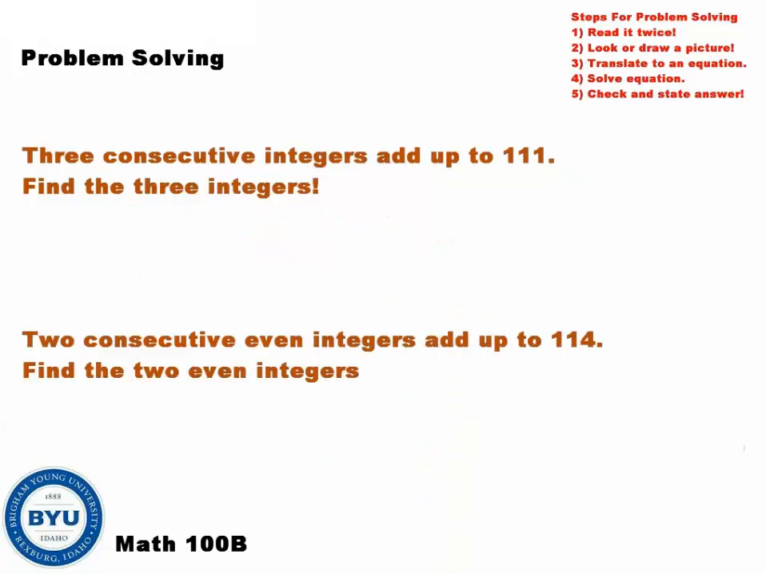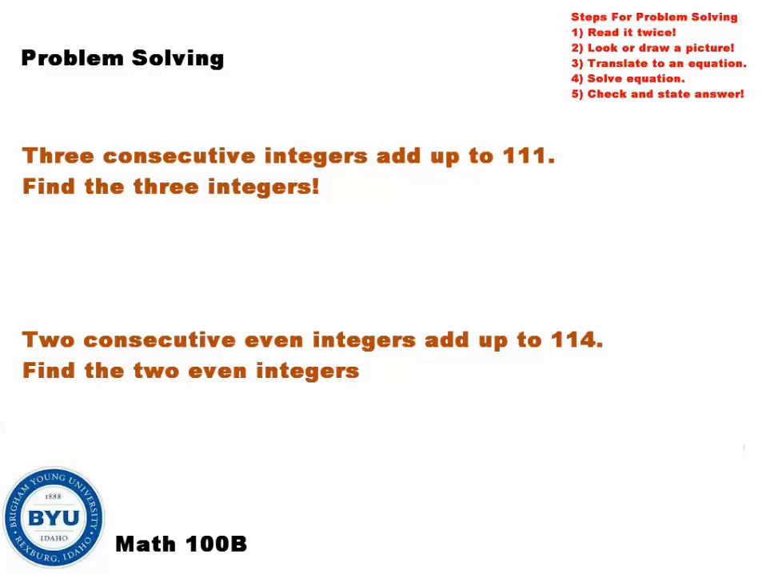Okay, it's time for you to give these a try. Here's 2 problems for you. Take out your video notebook and give these a try. The first one is 3 consecutive integers. We know they add up to 111. Can you find those 3 integers? The next problem is, we're given 2 consecutive even integers, and we know they add up to 114. What are those 2 even integers? Pause your video now, work on those problems, and then push the play button when you're ready to check it out.